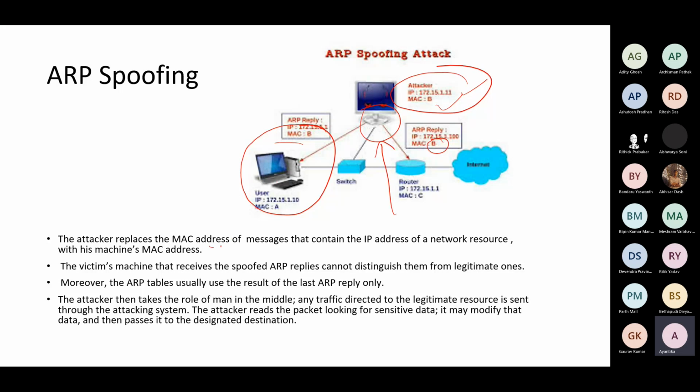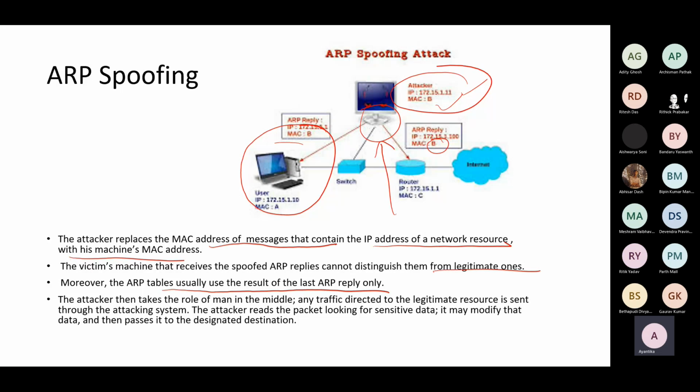The attacker replaces the MAC address in the messages that contain the IP address of the network resource with its own machine's MAC address. The victim's machine that receives the spoofed ARP replies cannot distinguish them from the legitimate ones. Moreover, ARP tables usually use only the result of the last ARP reply. That means when the router receives multiple replies to one ARP request, it always takes the last one, and there is a high chance that the attacker has spoofed the ARP information and sent the last reply. In that way, all the communication goes between the router and the attacker.